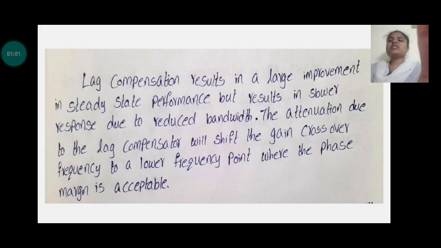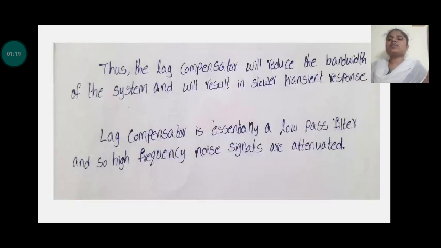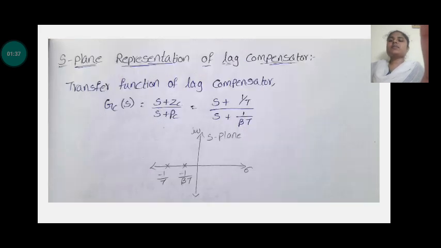Lag compensation results in a large improvement in steady state performance but results in slower response due to reduced bandwidth. The attenuation due to the lag compensator will shift the gain crossover frequency to a lower frequency point where the phase margin is acceptable. Thus, the lag compensator will reduce the bandwidth of the system and will result in slower transient response. Lag compensator is essentially a low pass filter and so high frequency noise signals are eliminated.